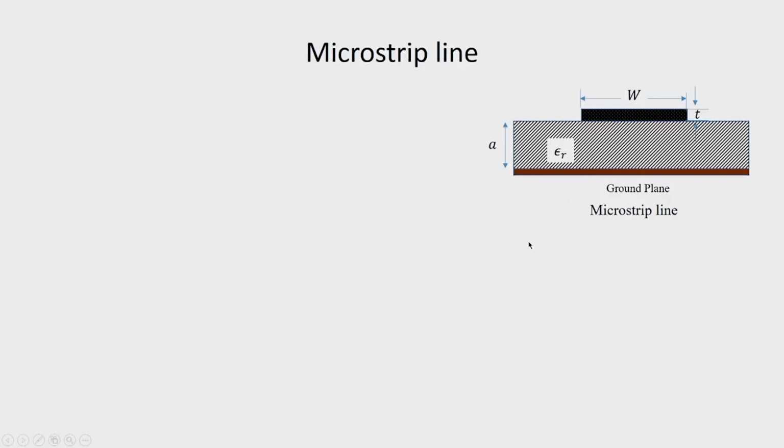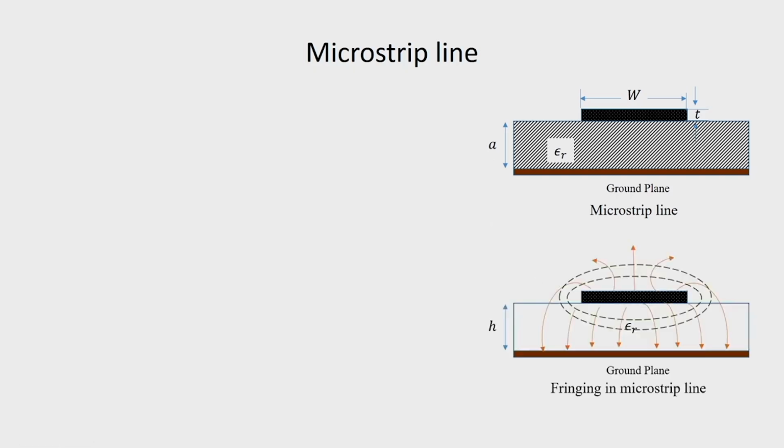As we show here, a microstrip transmission line has a ground plane and a conductor, a strip of width W and thickness T, separated from the ground plane by a dielectric material having dielectric constant epsilon r and thickness h.